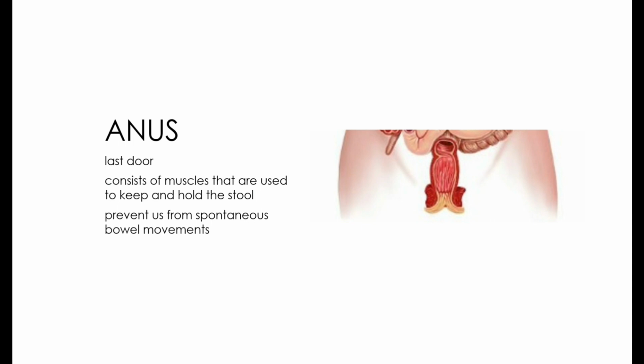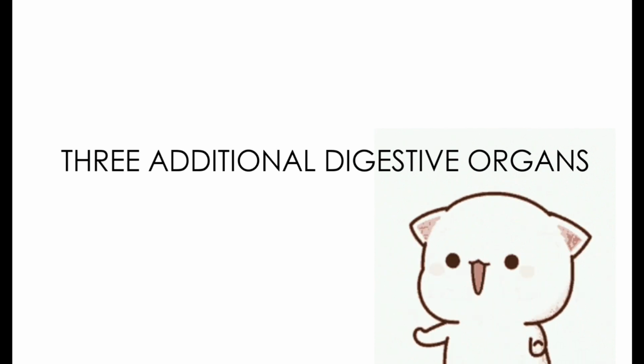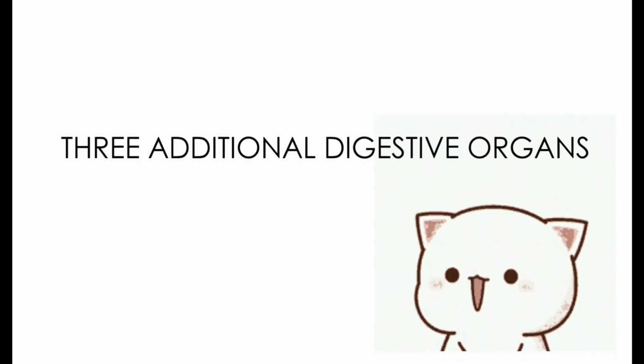The last organ is the anus. So the anus is the door of the human digestive system, the last door of the human digestive system. This organ consists of muscles that are used to keep and hold the stool in the rectum if it's not time. In addition, this muscle will also prevent us from spontaneous bowel movement during sleep. Then we have three additional digestive organs.